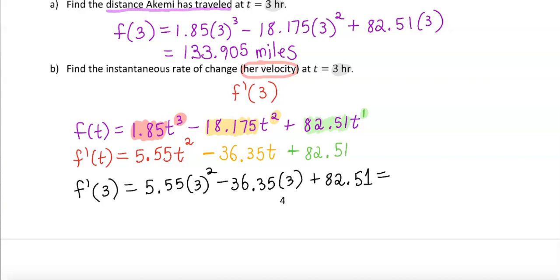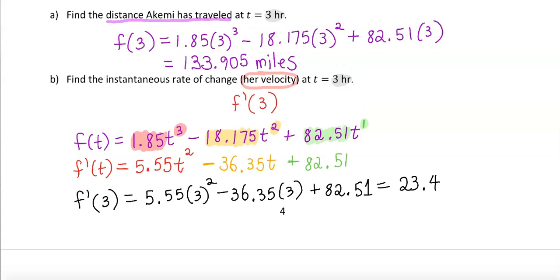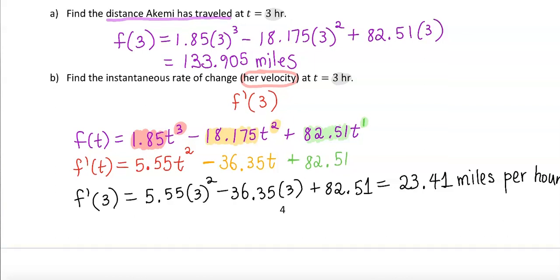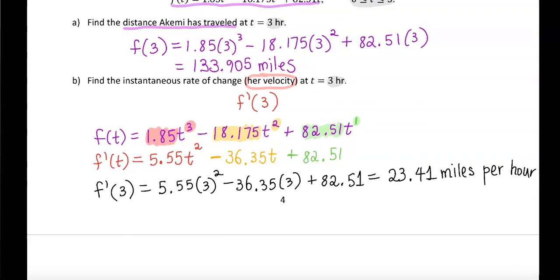I got, where is she driving? Oh my goodness, 23.41 miles per hour. No wonder this girl is taking 5 hours to get to her destination. Who knows, maybe she's driving, I don't know what's going on, but that's how you find the instantaneous rate of change or velocity at a given t or input value.